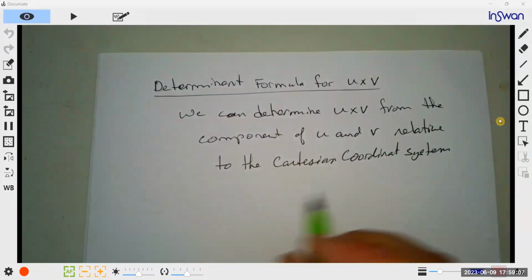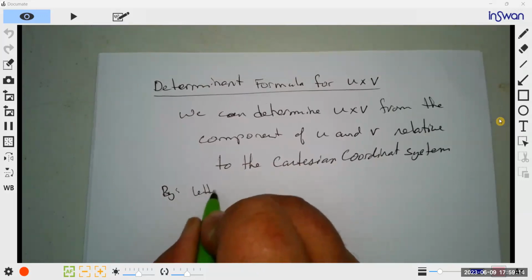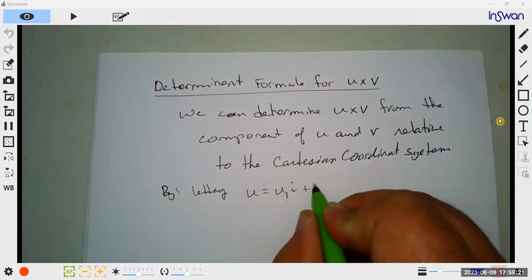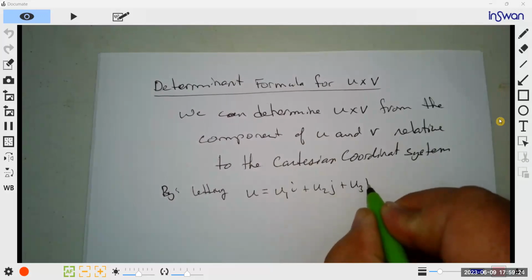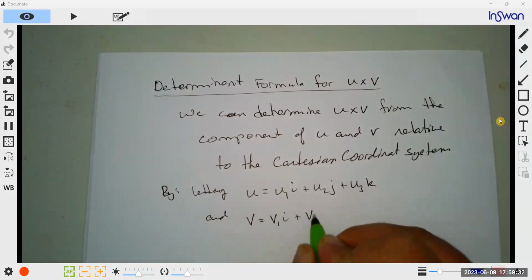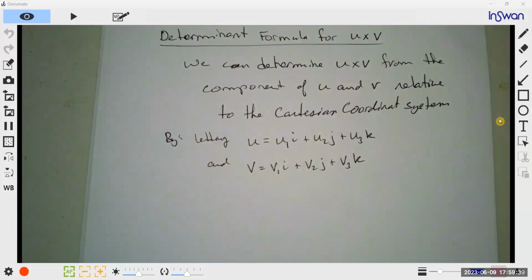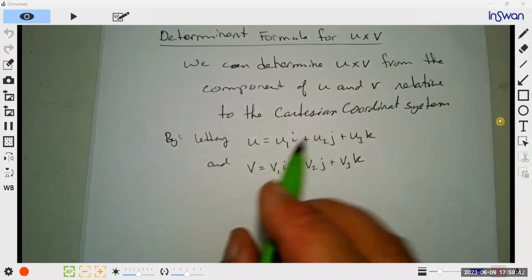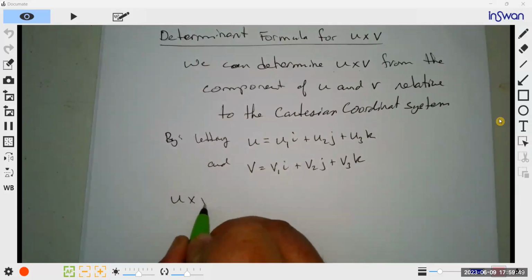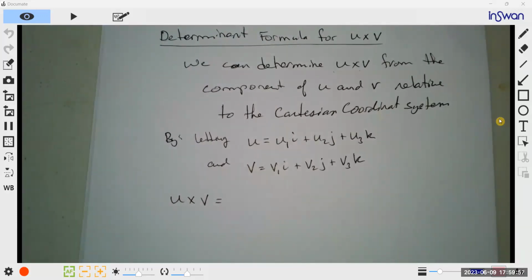We could do that. How do we do that? By letting U, the vector U, equal U1 I, U2 J, U3 K. And vector V, V1 I, V2 J, V3 K. So let's look at how to do this now, because using the cross product, we have to combine some of the rules we just talked about a second ago, along with the rules of algebra, like the distributive property.